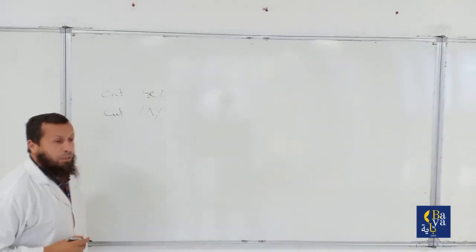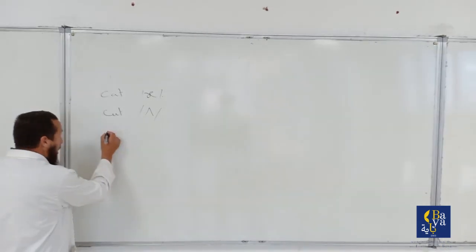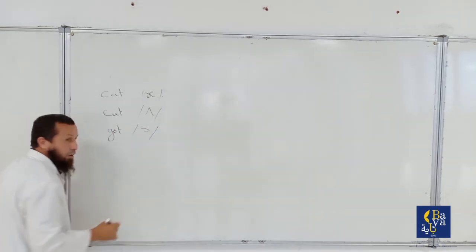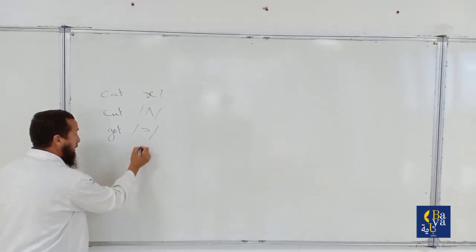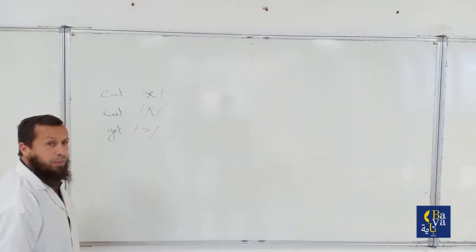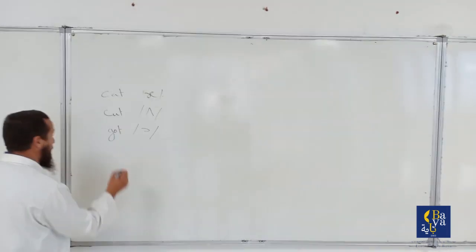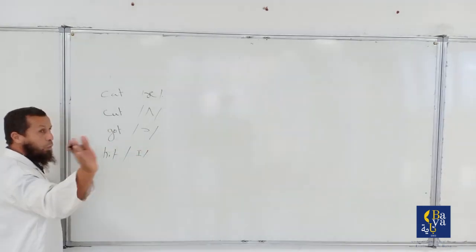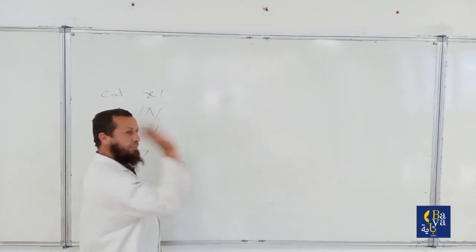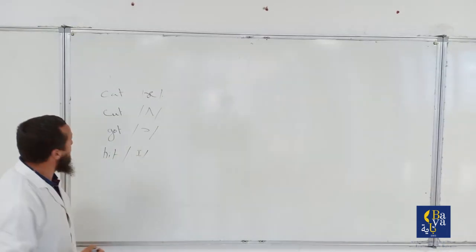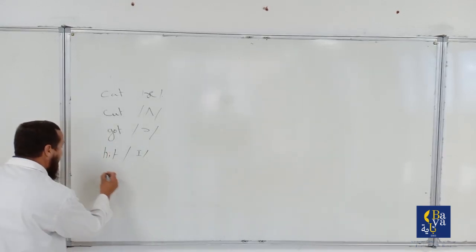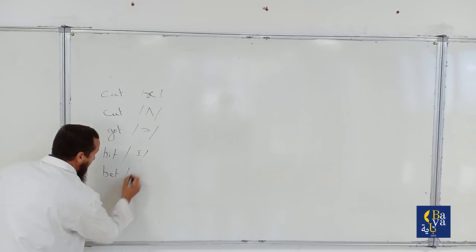Then we have got. Got it. Sometimes you find it like this, okay? So, got it. Got. Or, we have hit. Hit. And we have bad.